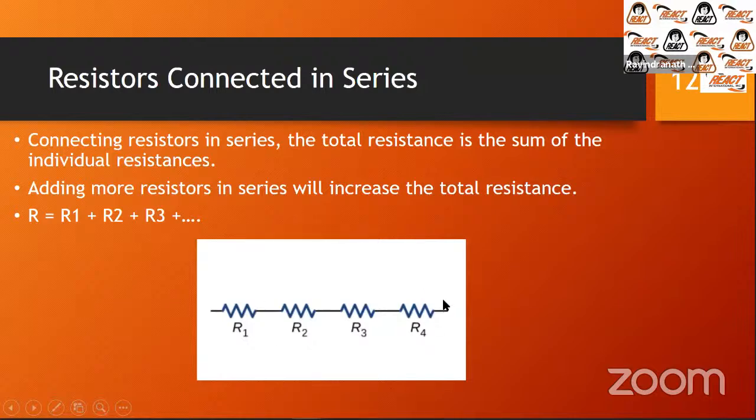Once they're connected this way, we say that they're connected in series. And when we add more resistors, to find out the total resistance of the circuit, we simply add or sum the values of the individual resistances, R1 plus R2 plus R3 plus R4.